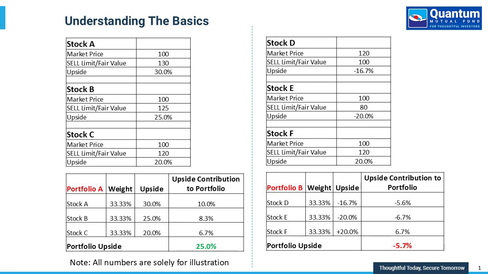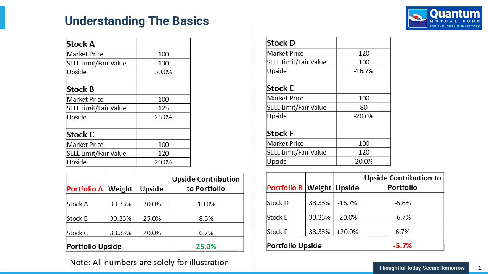So as and when the market recognizes its true potential, there is a possibility that the stock can give a negative return of 16.7%. Similarly, in case of stock E, there is a possibility that the stock can give a negative return of 20% as the market recognizes the stock's true value as and when time progresses.